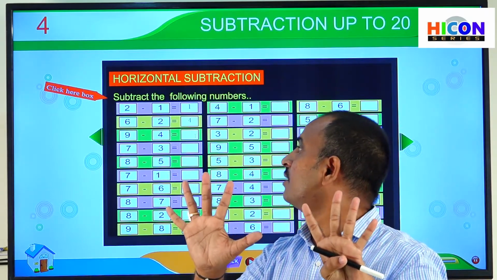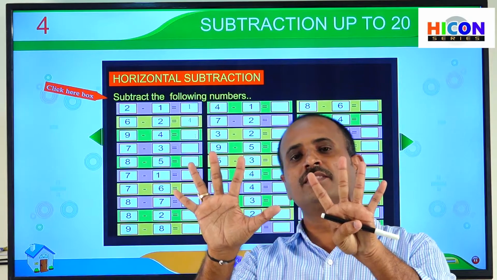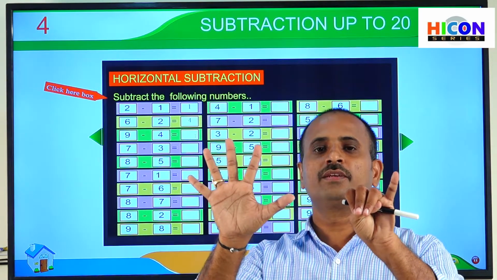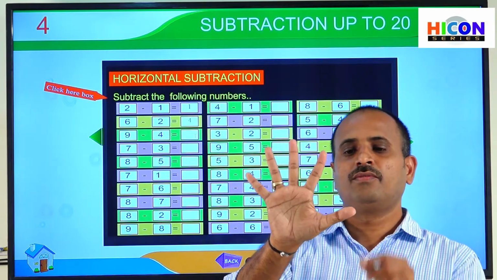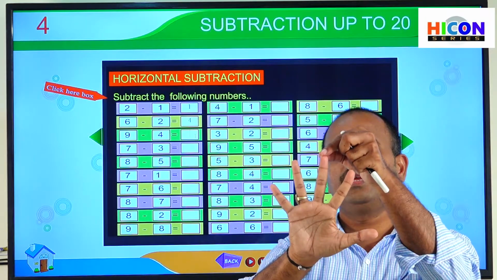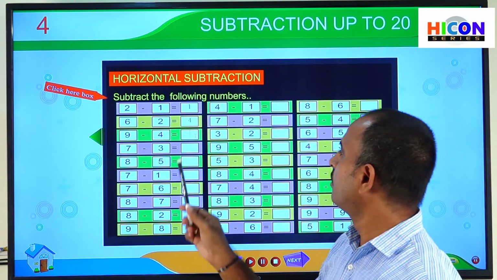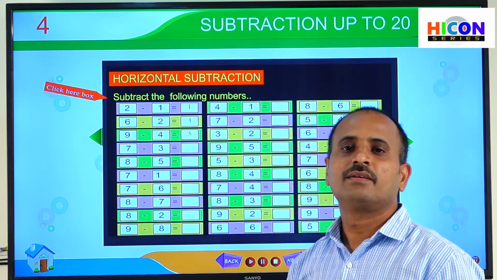What is the second number here? 4. So close 4 fingers in these 9 fingers. So 1, 2, 3, 4. Now count how many fingers are left here. 1, 2, 3, 4, 5. So 5 fingers are there. So write 5 in this box. So children, do you understand it?